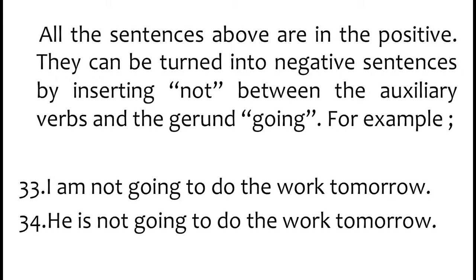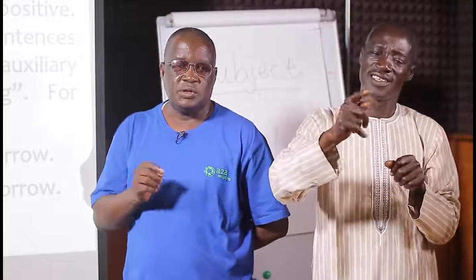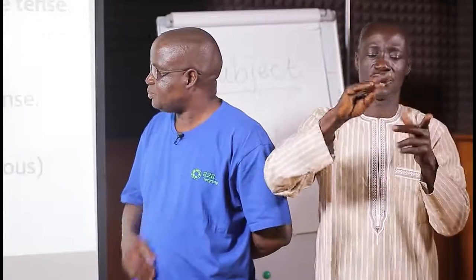They can be turned into negative sentences by inserting not between the auxiliary verb and the gerund, going. For example, I am not going to do the work tomorrow. He is not going to do the work tomorrow. The negative not is inserted between the auxiliary and the verb.